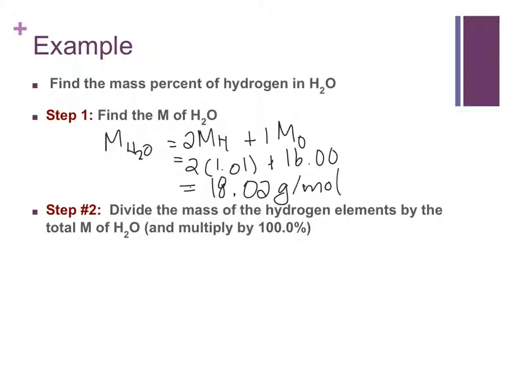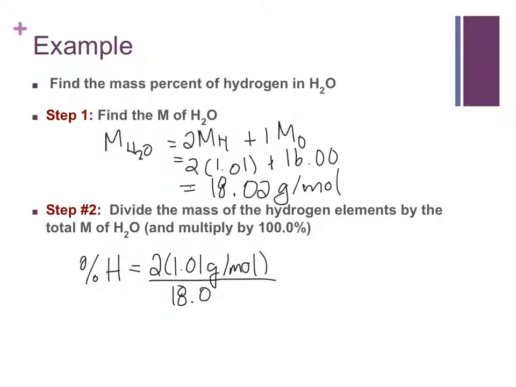The second step then is we want to divide the mass of all of the hydrogen elements in our compound by the total molar mass of our compound, or of water. And we're going to multiply this by 100 to get a percentage. So we're going to set this up as percent hydrogen is equal to, we need to do 2 times the molar mass of hydrogen, because there are 2 atoms of hydrogen in our compound. And we're going to divide that by the total molar mass of water, which is 18.02 grams per mole. And then multiply that by 100.